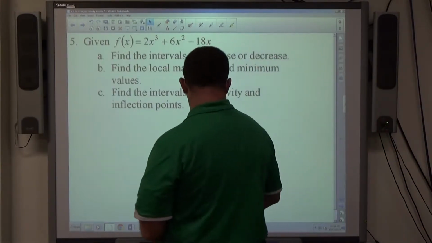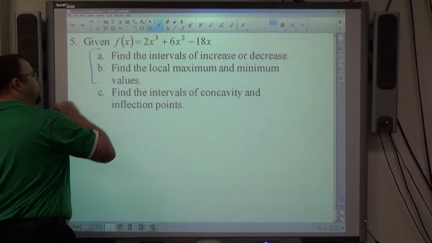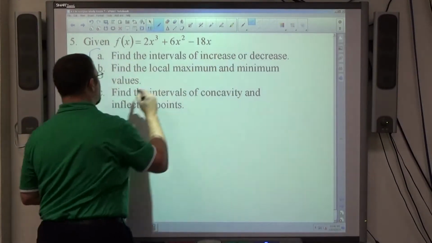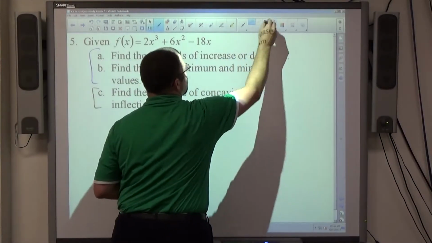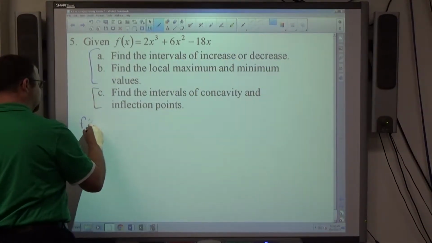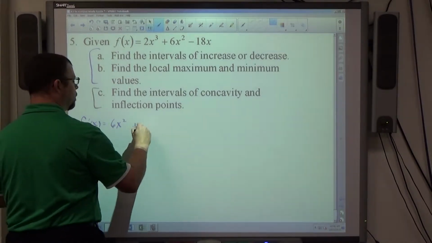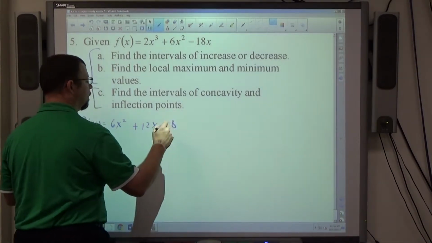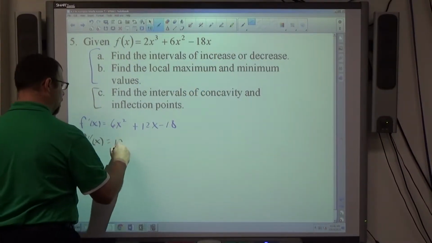Number 5, I want to find intervals of increase, decrease, maximum, minimum values, and intervals of concavity and inflection points. So we're required to use the first and second derivatives. First derivative tells me the answers to these. The second derivative gives me this information. So if we start off with those derivatives, f prime of x is simply going to be 6x squared plus 12x minus 18. F double prime of x is going to be 12x plus 12.